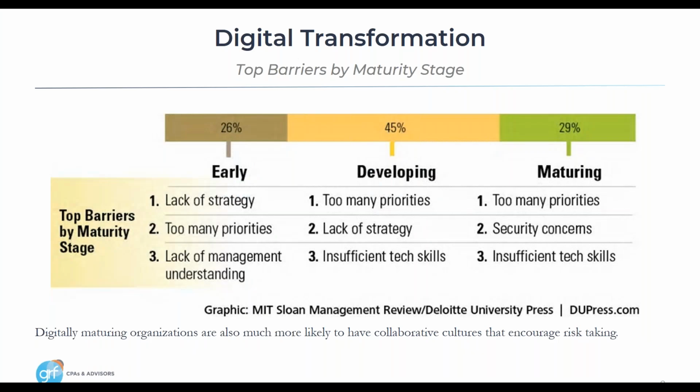Okay, so digital transformation. What is a barrier? What is keeping some organizations from transforming? Pretty much across the board, lack of strategy. Maybe you have a strategy in place, a 3 to 5 year plan. Maybe you don't, maybe you do. Maybe you have one, but you haven't considered digital transformation in your strategy, and you may need to rethink that.